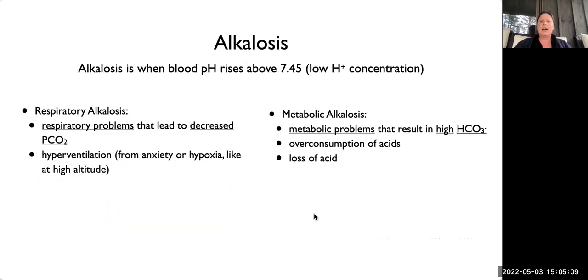Okay. Let's take a look at alkalosis. Alkalosis is when the blood pH rises above 7.45. In other words, we have a low concentration of protons. Just like we saw with acidosis, alkalosis can either be respiratory or metabolic. Respiratory alkalosis is caused by anything that leads to decreased carbon dioxide in the body. We don't have enough now to keep that acid around. This is caused by anything that causes hyperventilation.